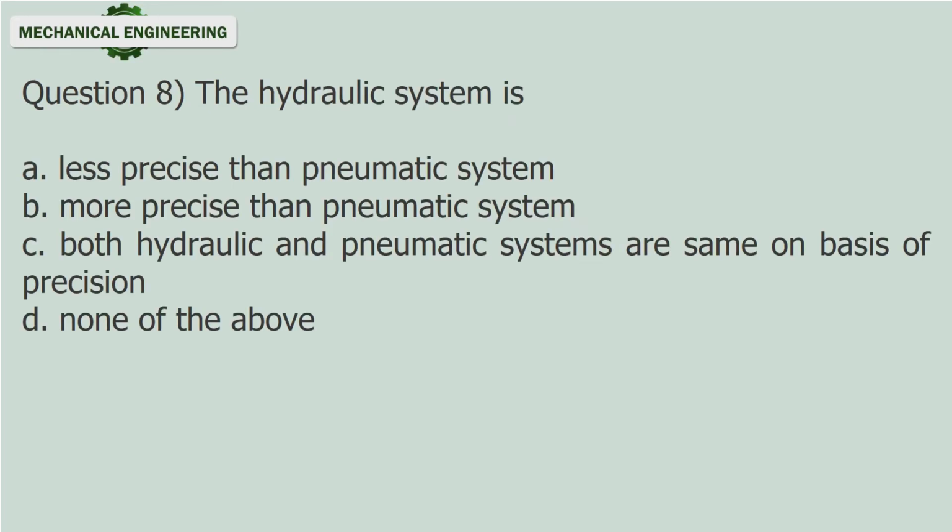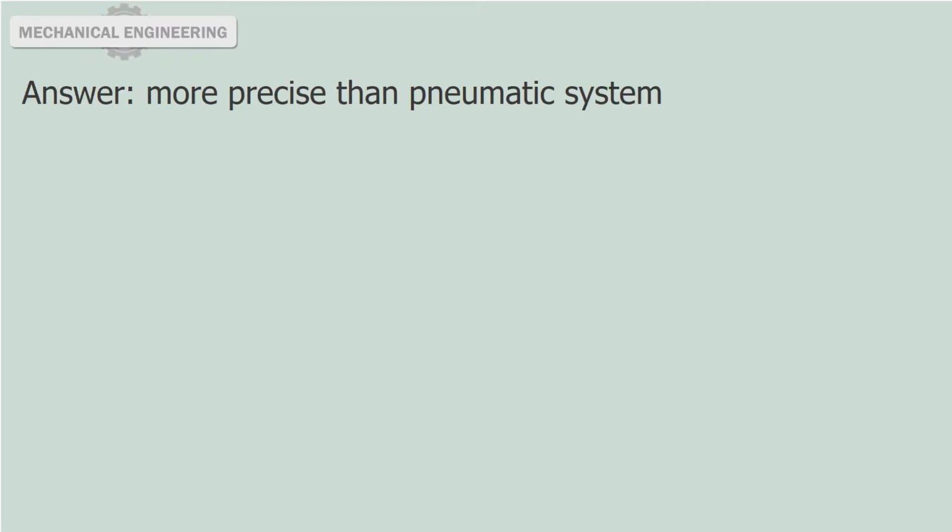Question 8. The hydraulic system is A. Less precise than pneumatic system. B. More precise than pneumatic system. C. Both hydraulic and pneumatic systems are same on basis of precision. D. None of the above. Answer: more precise than pneumatic system.